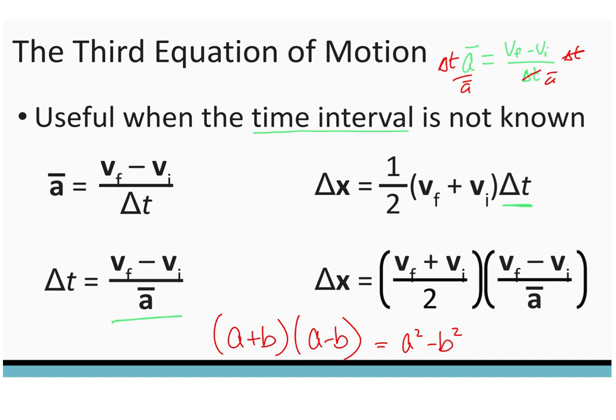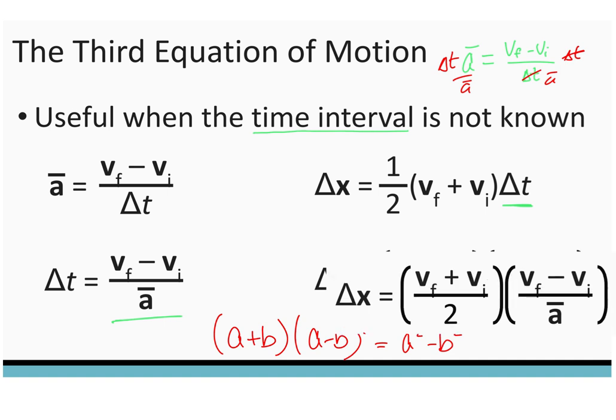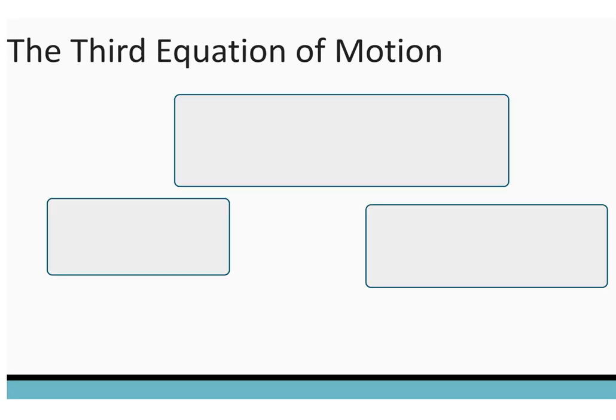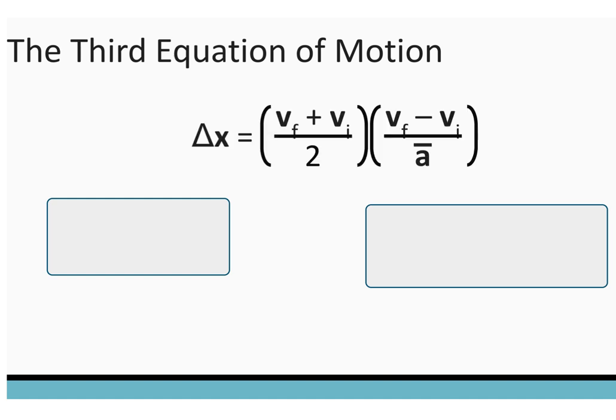So what do you think would happen if I multiplied those two fractions? I would get the first one squared minus the second one squared, right? And on the bottom, I would just have 2 times my acceleration. Everybody see that? Yes? No? I promise that's what happens, but you can FOIL it. We'll look at it. You're just multiplying your numerators and your denominators.